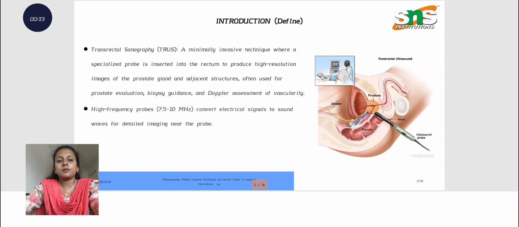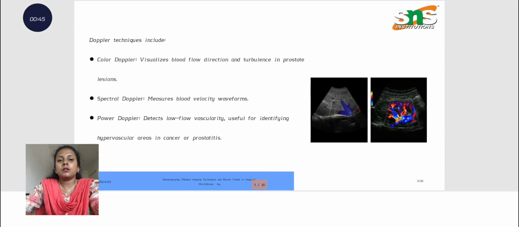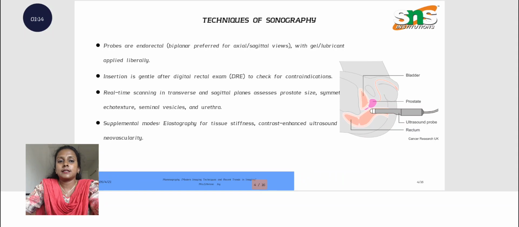High frequency probes such as 7.5 to 10 megahertz probes convert electrical signals to sound waves for detailed imaging near the probe. Doppler techniques include three types. The first is color Doppler, which visualizes the blood flow direction in the prostate lesion. The second is spectral Doppler, which measures the blood velocity in waveforms. The third is power Doppler, which detects low flow vascularity, which is useful for identifying hypervascular areas in cancer or in prostatitis.